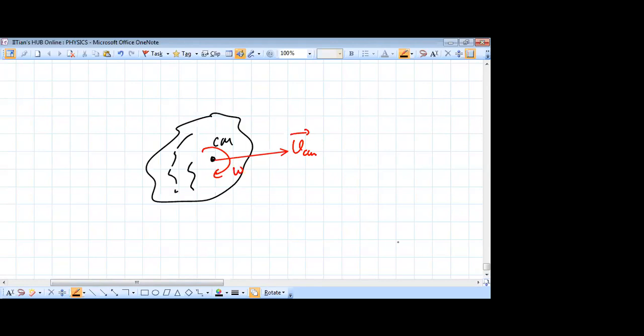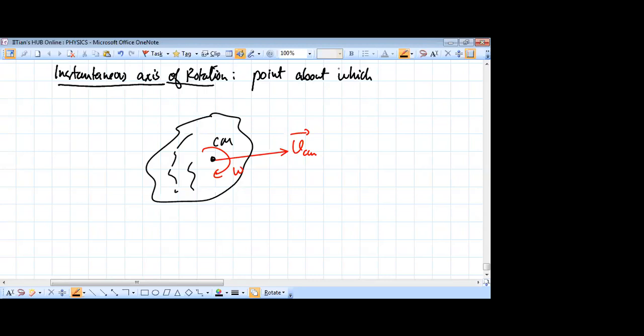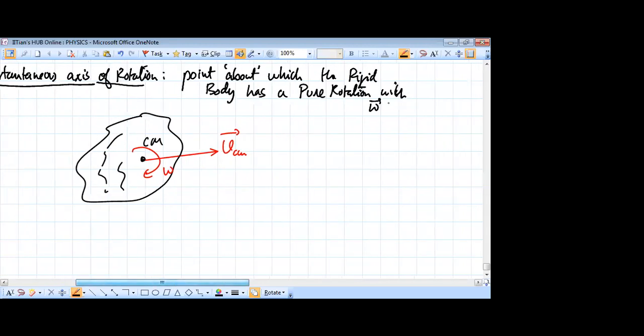Okay. So the instantaneous axis of rotation, it will be a point, or it will be an axis, about which the rigid body has a pure rotation with angular velocity omega at that instant, at the given instant.